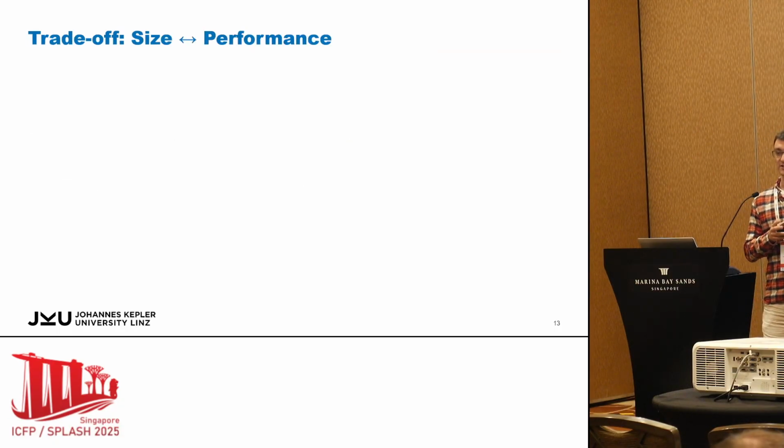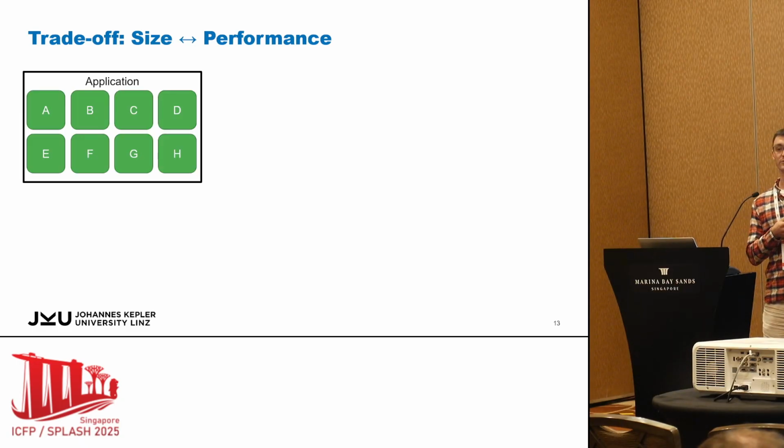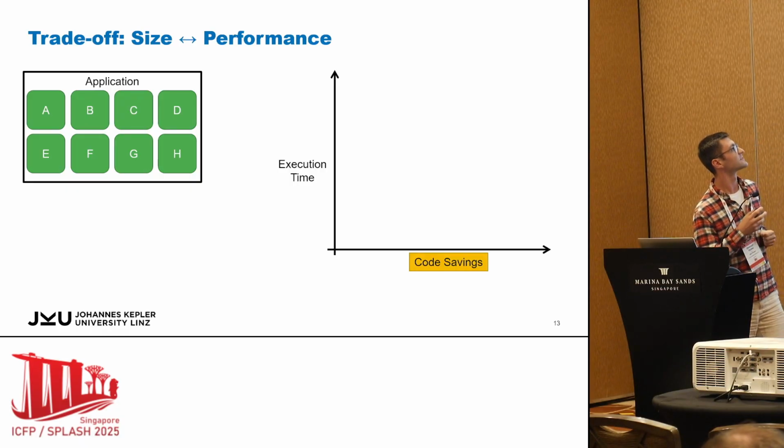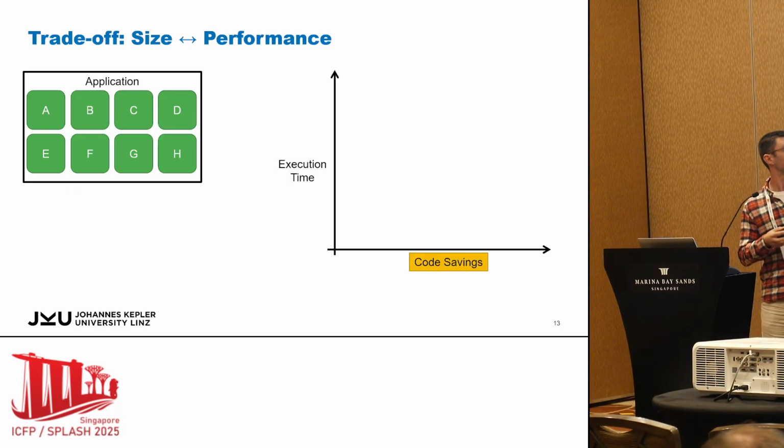So as you can imagine, there is a trade-off between size and performance. What we can do is take our application with all these compilation units and sort those compilation units by our metric number. Then I plotted this on a diagram here. On the x-axis, you have the code savings, so how much we were able to reduce the code. On the other hand, we have the execution time of the application.